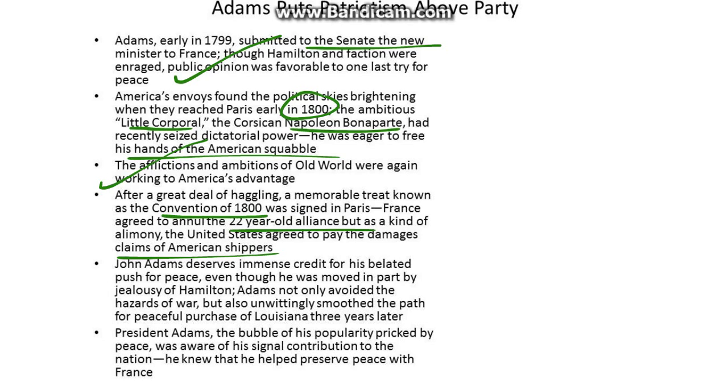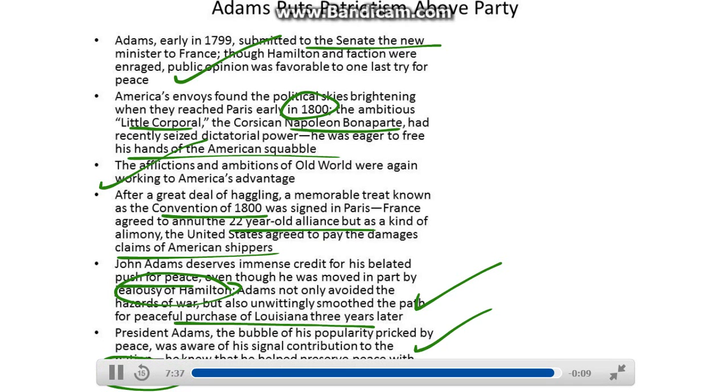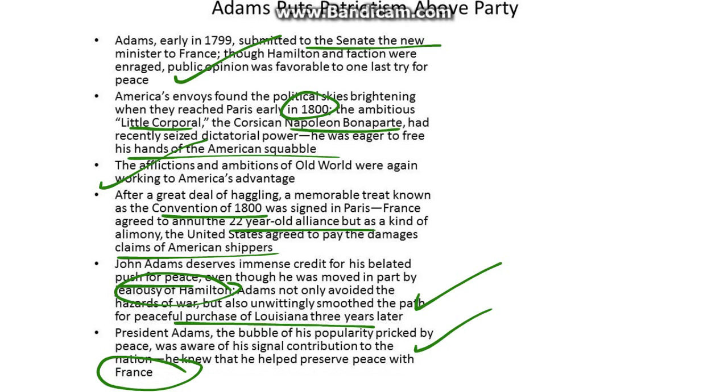John Adams deserves immense credit for his belated push for peace, even though he was moved in part by the jealousy of Hamilton. Adams not only avoided the hazards of war, but unwittingly smoothed the path for the peaceful purchase of Louisiana 3 years later. President Adams, the bubble of his popularity pricked by peace, was aware of his signal contribution to the nation, and he knew that he had helped preserve peace with France. Even though the American people and history would not seem to give John Adams a very positive light for his presidency, we'll discuss that more in class.